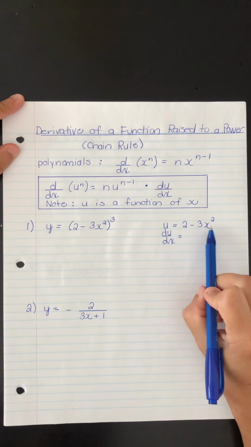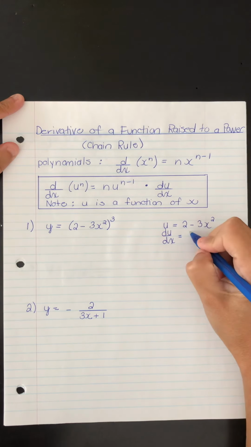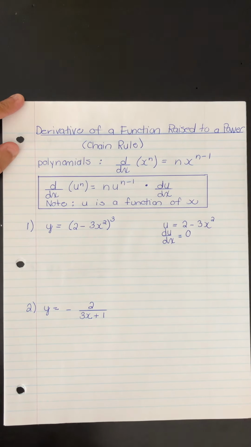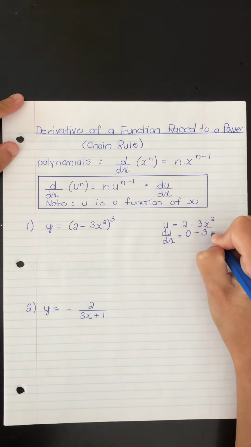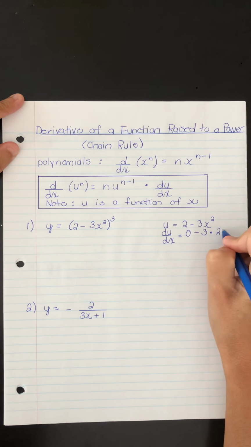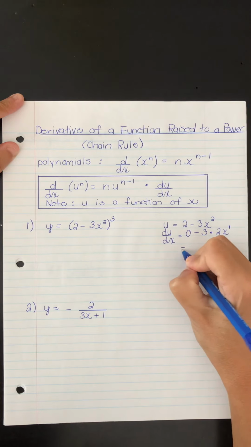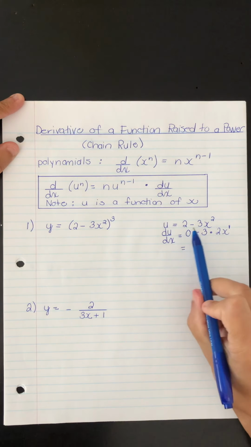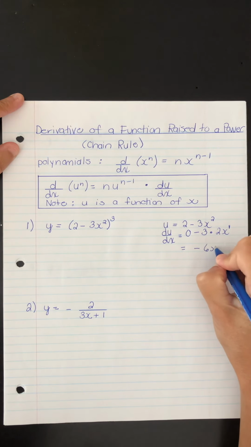Now, we learned this in the last video. So first you start with the derivative of 2. Now remember, 2 is a constant. So its derivative is 0. And then we have minus 3 times the derivative of x squared, which is 2x to the 1. So overall, we have that the derivative of 2 minus 3x squared is simply negative 6x.